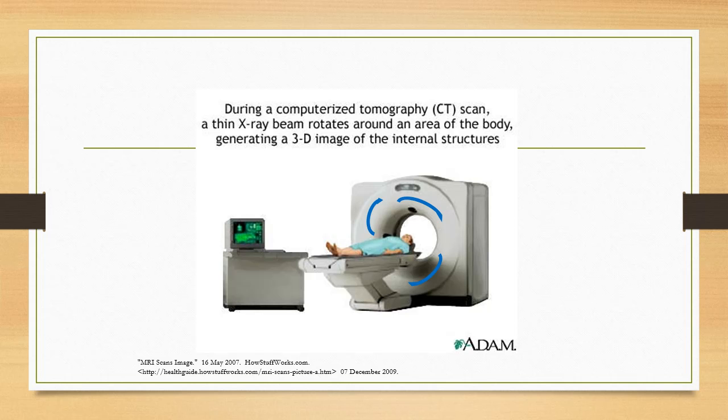CT scanning involves the use of low-dose radiation to create cross-sectional slices of the anatomy being scanned. During this process, a thin X-ray beam rotates around the area of the body being scanned and generates an image of the internal structures. Some CT scanners can compile a multitude of images in the coronal, sagittal, and transverse planes to create a 3D rendered image of the anatomic structure. We'll talk more about this later in the module.